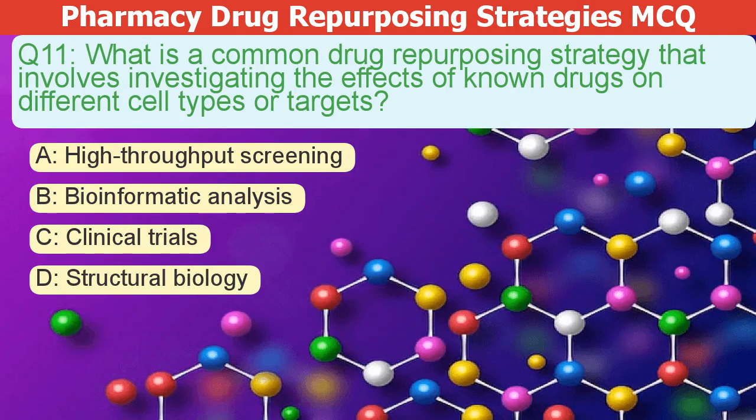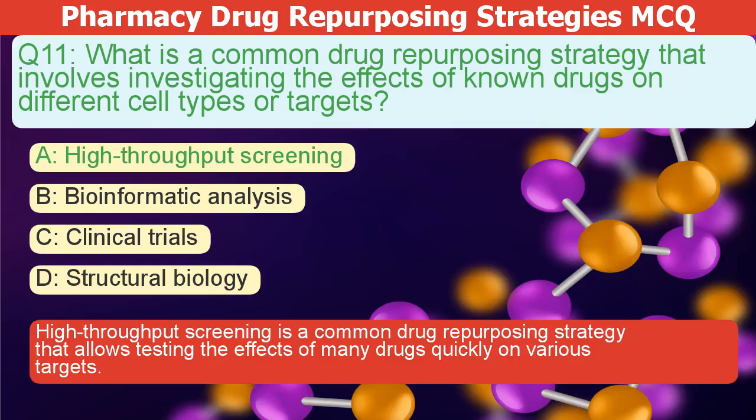What is a common drug repurposing strategy that investigates how known drugs affect different cell types or targets? A. High throughput screening. B. Bioinformatic analysis. C. Clinical trials. D. Structural biology. The correct answer is A. High throughput screening is a common drug repurposing strategy. It allows for the quick testing of many drugs on various targets.